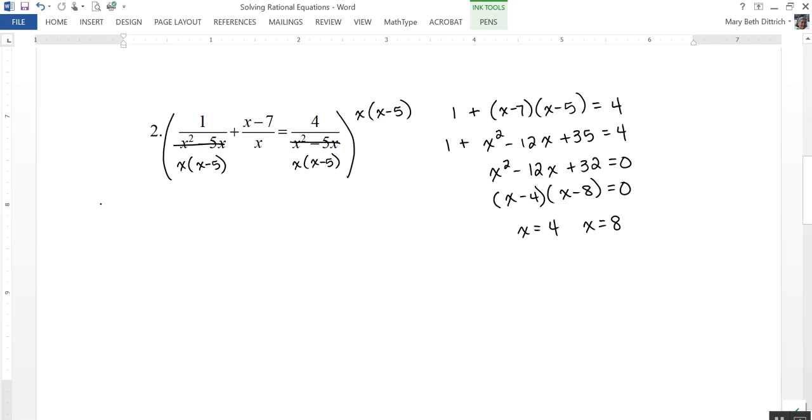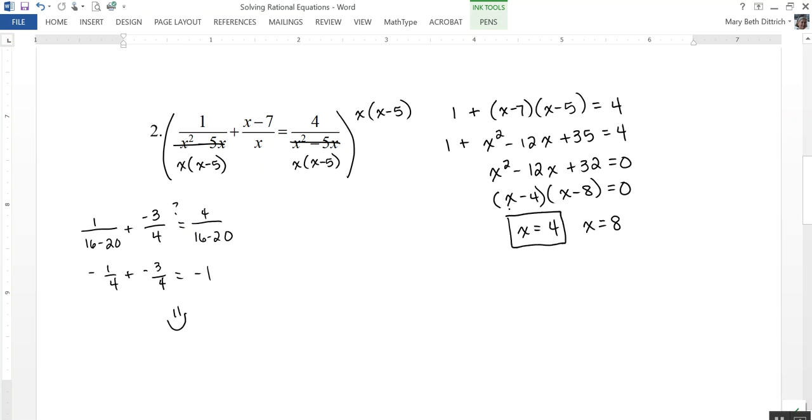So let's go ahead and check x equals 4. So is 1 over 4 squared is 16, minus 5 times 4 is 20, plus 4 minus 7 gives me negative 3 over 4. Is that equal to 4 over, and then I had 16 minus 20, so is a negative 1/4 plus a negative 3/4 equal to negative 1? Indeed it is, so that does check. So x equals 4 is a possible answer.